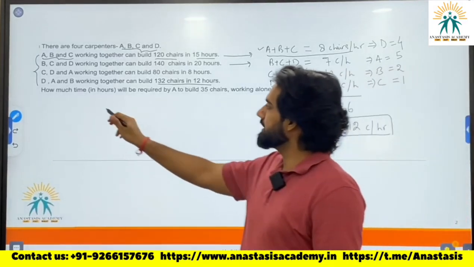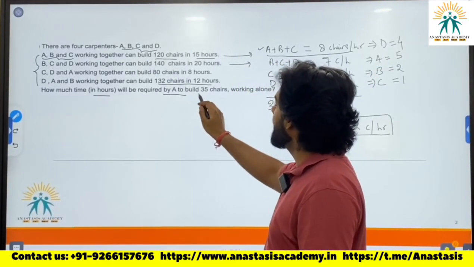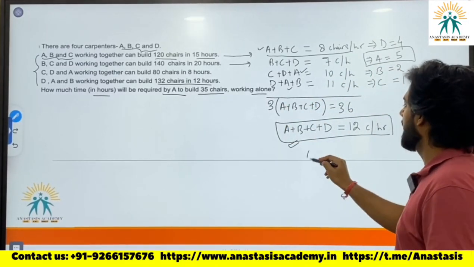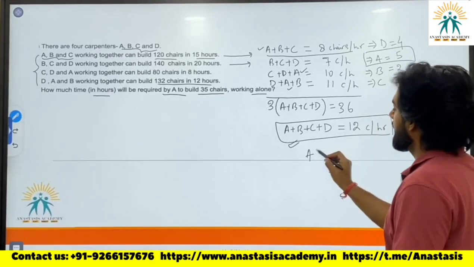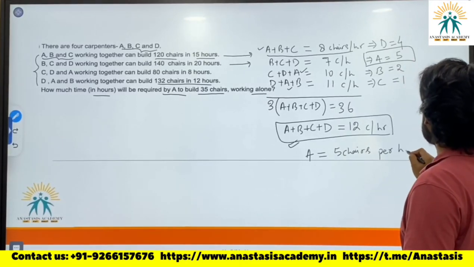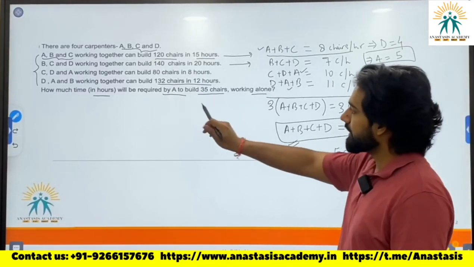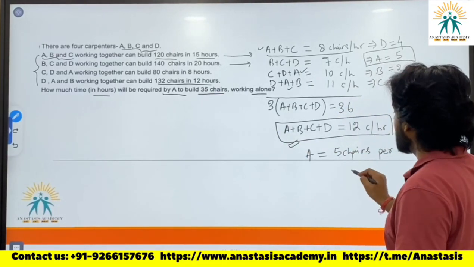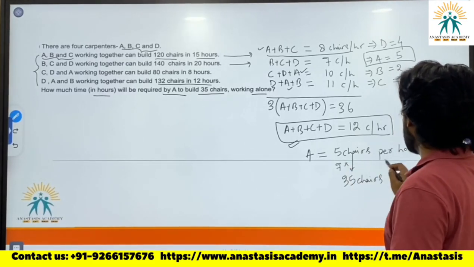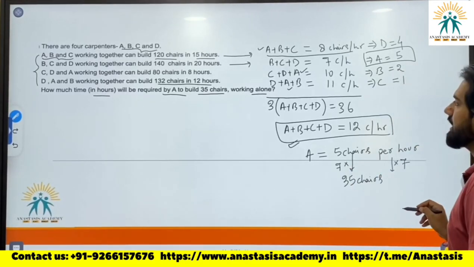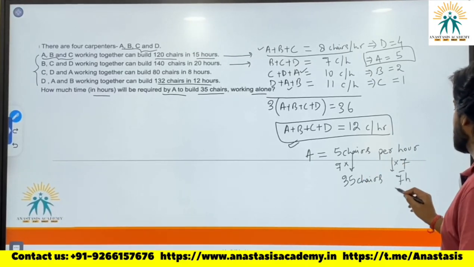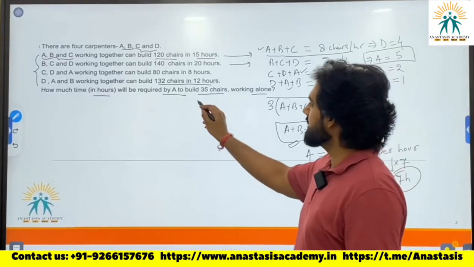Now, how much time in hours will be required by A to build 35 chairs working alone? The efficiency of A I got is 5 chairs per hour. Now, in making 35 chairs, the work has become 7 times, so the time needed would be 7 times. Working alone per hour he is making 5 chairs, so in 7 hours he will make 35 chairs. So the correct answer to this question is 7 hours.